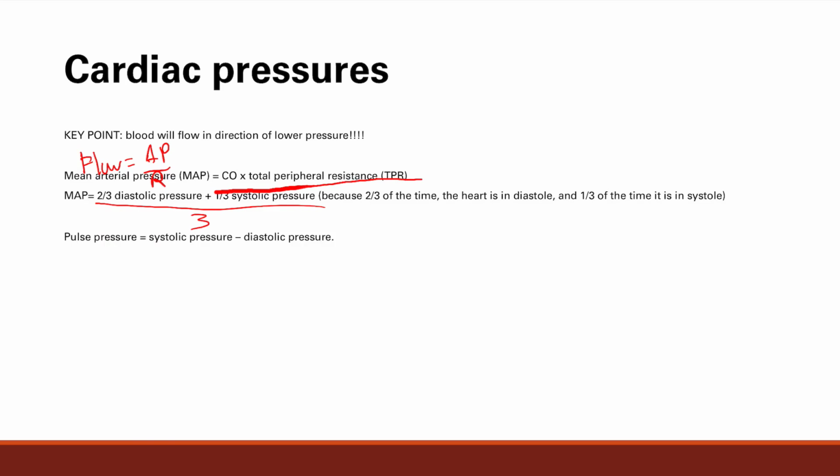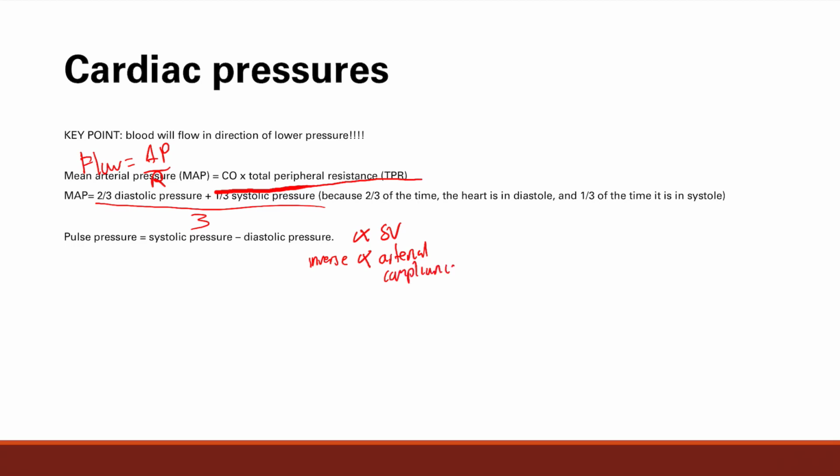The final term I want to define is called the pulse pressure, which is something you might hear about later. The pulse pressure is essentially the difference between systolic pressure and diastolic pressure. And we care about this because it can be changed by various pathologies. So this pulse pressure is proportional to increases in stroke volume, because the higher stroke volume will increase the systolic pressure, because there's more blood that will come out during systole. And then it is inversely proportional to arterial compliance.